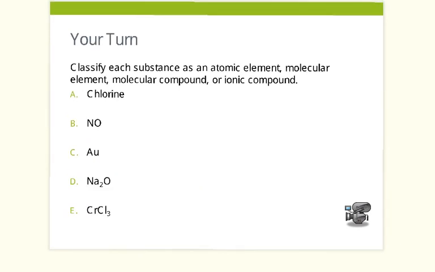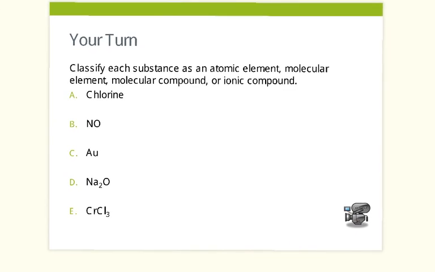Okay, go ahead and try this on your own. And we want to again classify each substance as an atomic element, molecular compound, or ionic compound. Again, keep that flow chart in your mind as you're classifying these. The first one is chlorine. Chlorine is found on the periodic table, but remember it's one of our diatomic elements, so it is a molecular element.